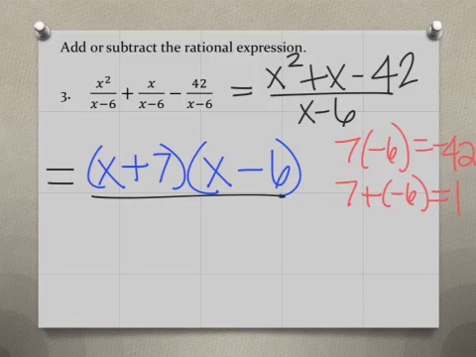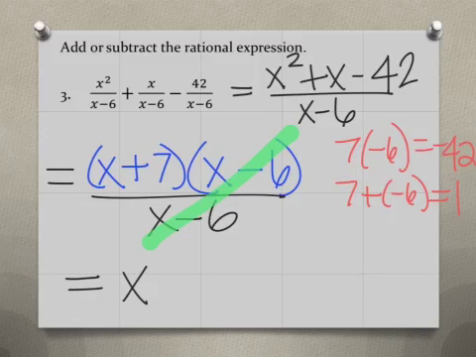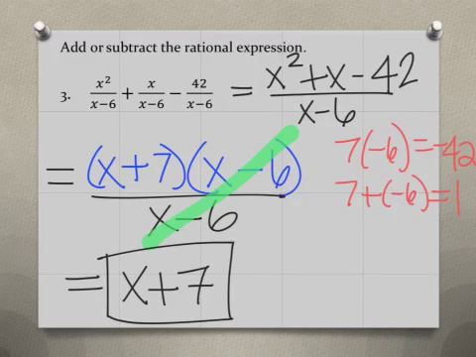Now let's write the denominator. And now we're going to check for common factors that we can cancel out. If you notice, we have common factors here of x minus 6 on the top and the bottom. So they cancel out, and I'm going to just be left with x plus 7. So that's our final answer, x plus 7.